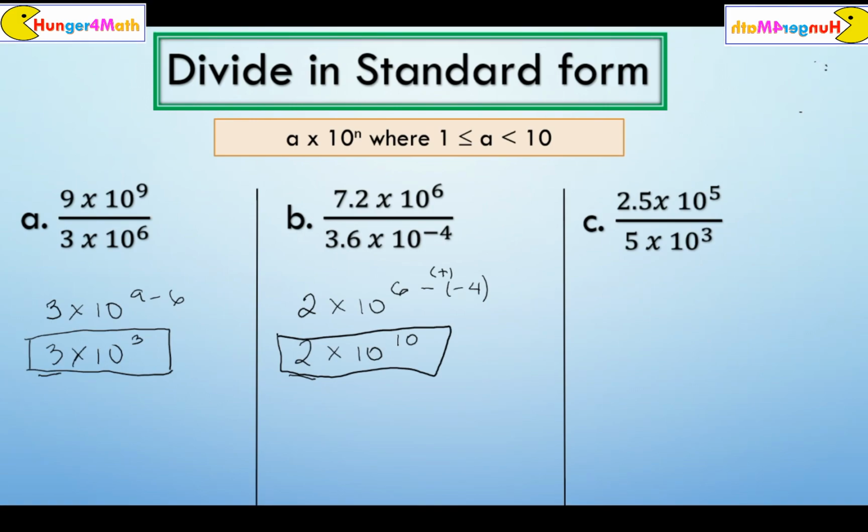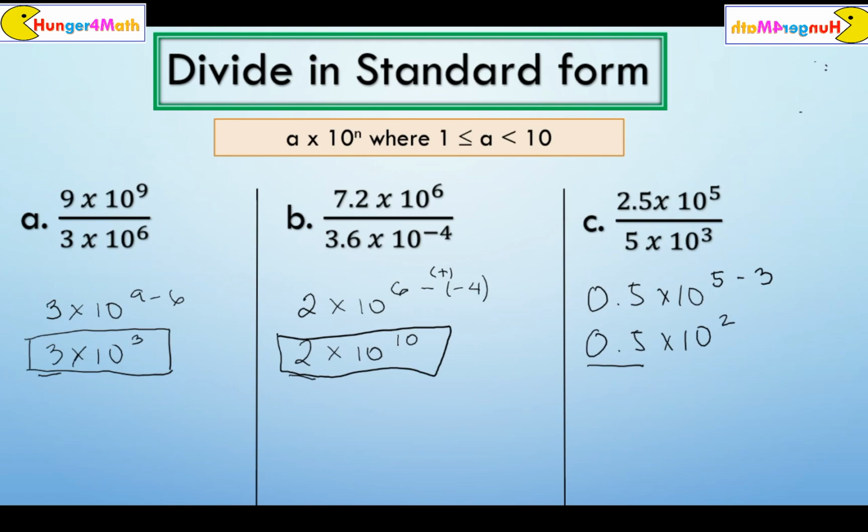Letter C, we have 2.5 times 10 to the power of 5 all over 5 times 10 to the power of 3. Let's divide 2.5 divided by 5, and that's equal to 0.5. Then times 10, subtract the powers, 5 minus 3. Let's copy 0.5 times 10, then 5 minus 3 is equal to 2. Let's check the value of a, and that is 0.5.